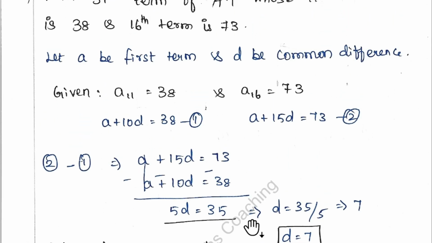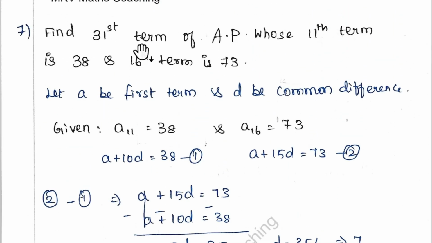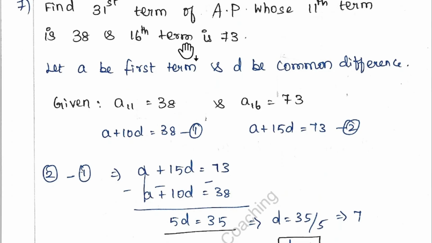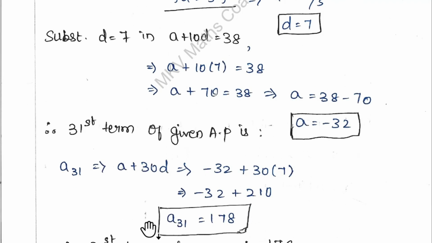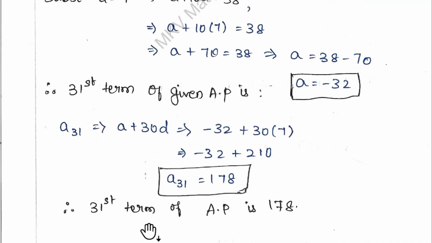So what do you need to find? The 31st term of the AP. The 31st term is A31, right? Which you can write as A plus 30D. A value minus 32 plus 30 into D value 7. So you'll be getting A31 as 178. So the 31st term of the AP is 178.